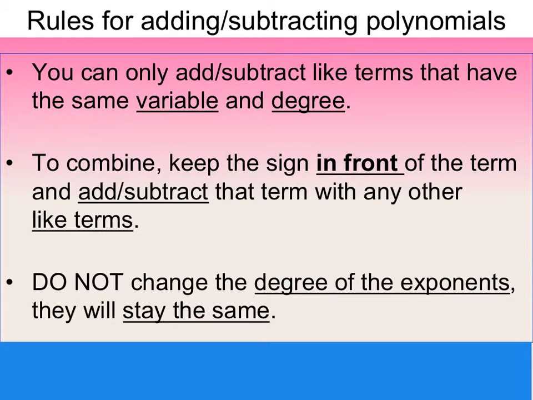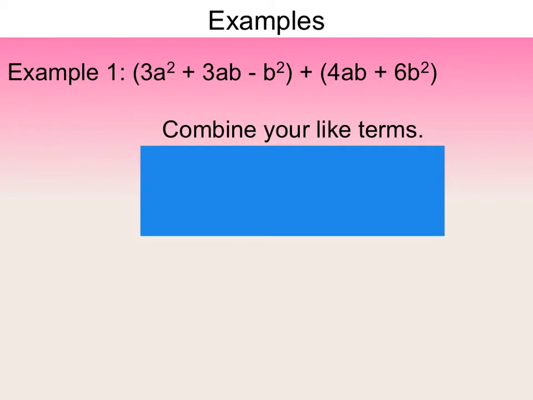And then lastly, do not change the degree of the exponents. They will stay the same. If I'm adding x squared with x squared, it's not going to become an x to the fourth. It's just how many: 3x squared plus 2x squared would be 5x squared. You're just adding the number in front.